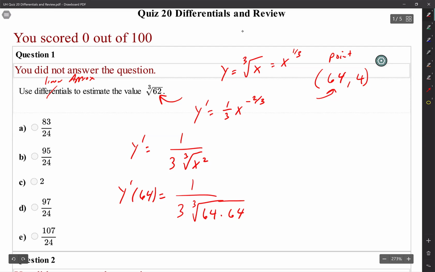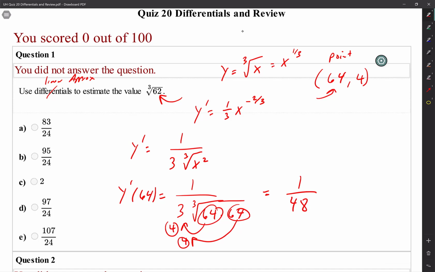Well, I already know the cube root of 64 is 4. So 4, and then I have another one, 4. 4 times 4 is 16, and 16 times 3, 16, 32, 48. I want to say it's 48. So here's my tangent line: y minus 4 equals 1 over 48, x minus 64.